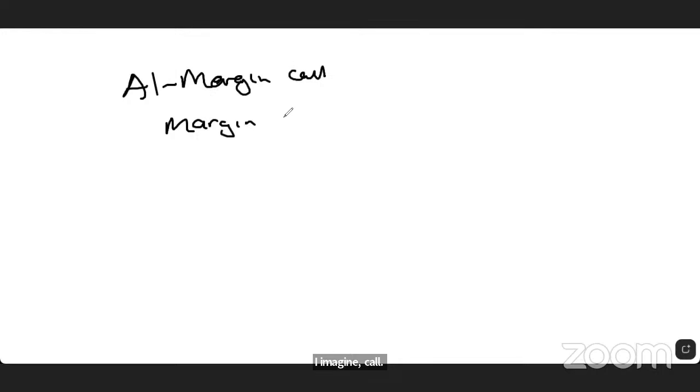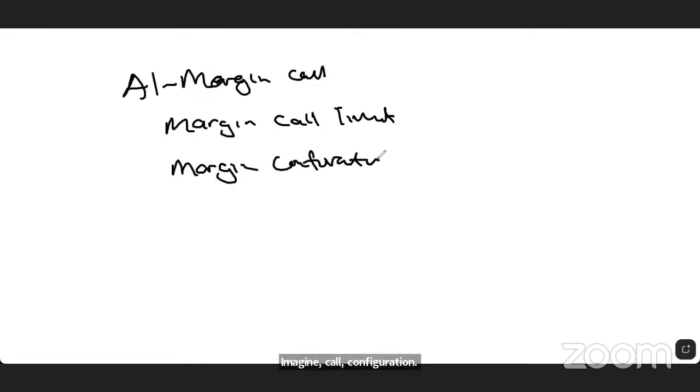Now, the next one, we have 3 things that are common here. AI margin call, margin call limit, margin call configuration, and then the next one, I think, is buying callback. These are related. I'm going to explain one per one.